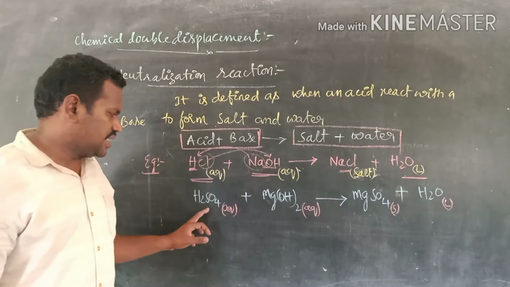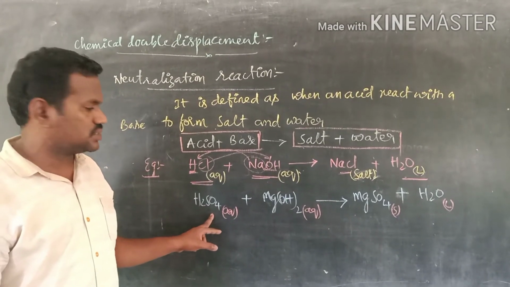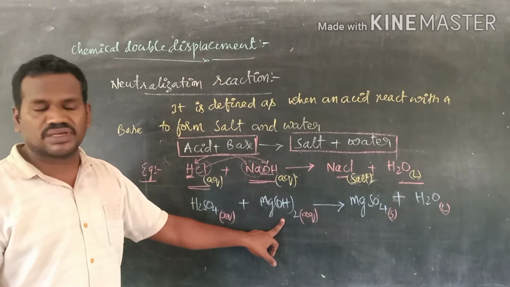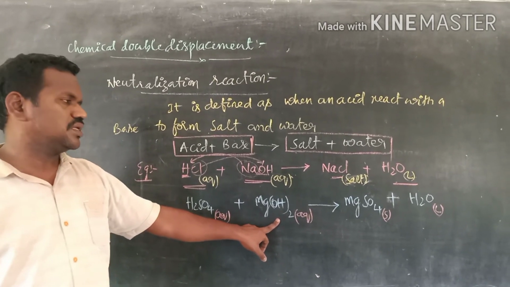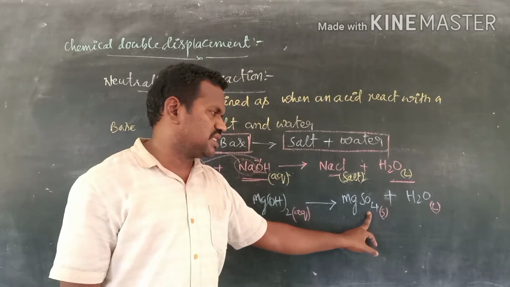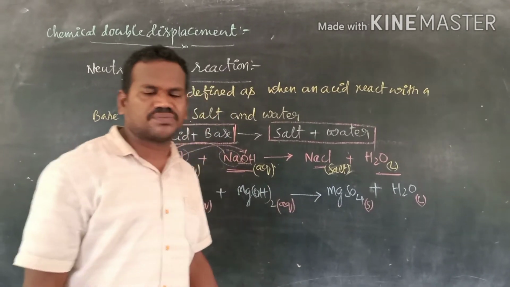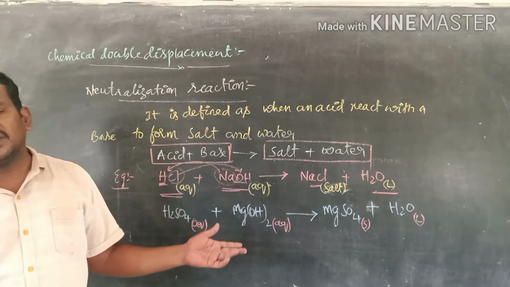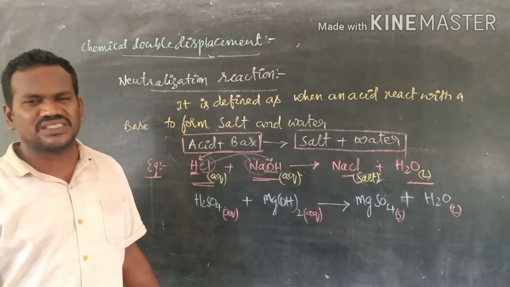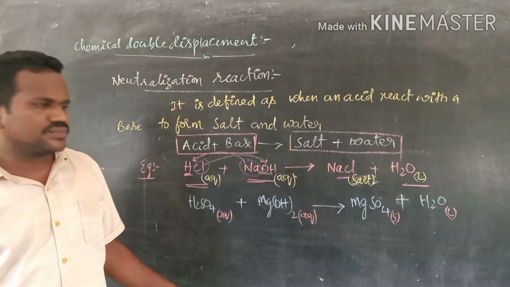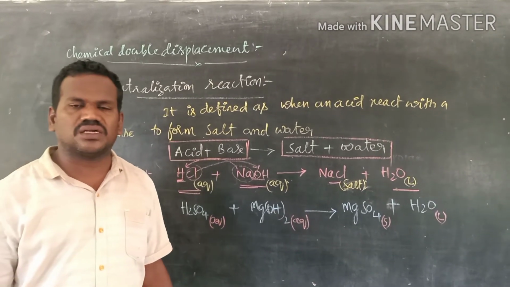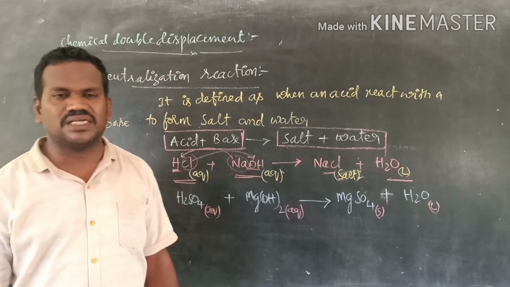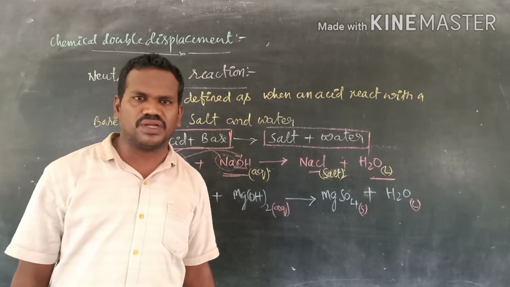The acidic nature of the sulfuric acid is neutralized by the basic nature of magnesium hydroxide. Why? Because magnesium hydroxide is a base. Now the formed salt is magnesium sulfate with the liberation of water. This principle we are going to utilize in the case of neutralization of acidity in the stomach. Like this, we can explain the topic of chemical double displacement with experiments as well as different kinds of examples. Thank you.